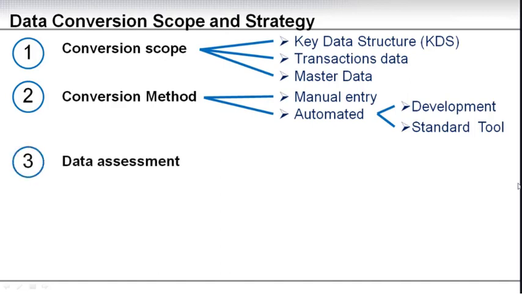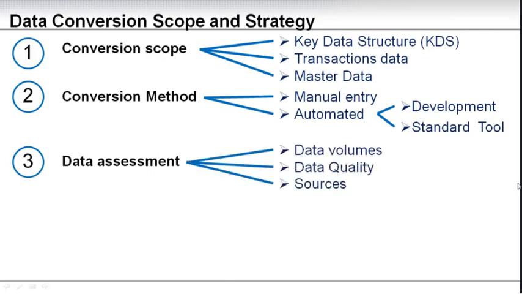Then you should also do a data assessment, and I know everyone will be busy during the business blueprint with the functional design, but you really need to have an assessment of what are the data volumes, what is the quality of data that you have, what are the sources where the data is coming from. And it all goes into your conversion readiness, because if you see a major issue with data quality or the volumes are very large, then you need to make sure that you have an automated tool, for instance.